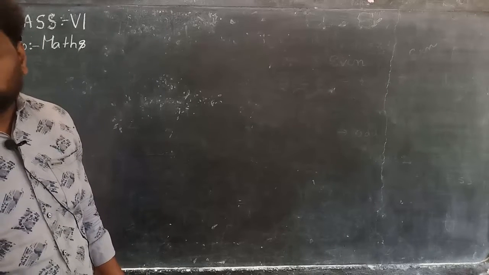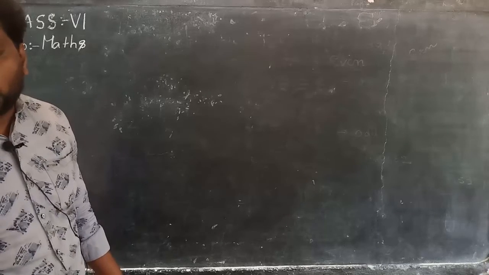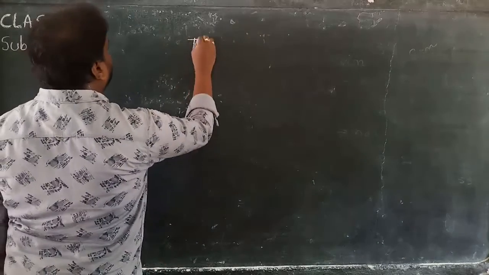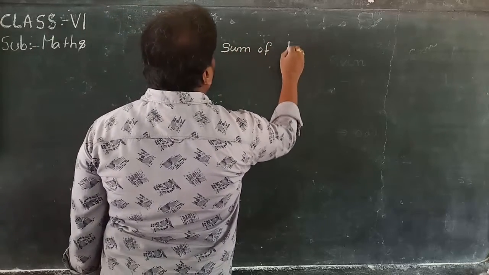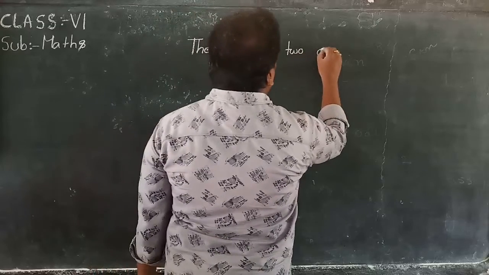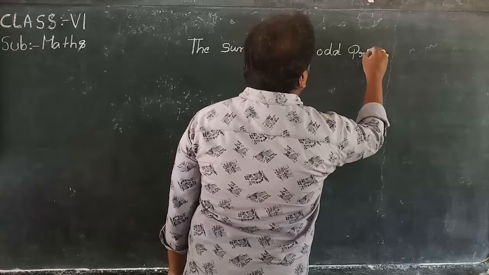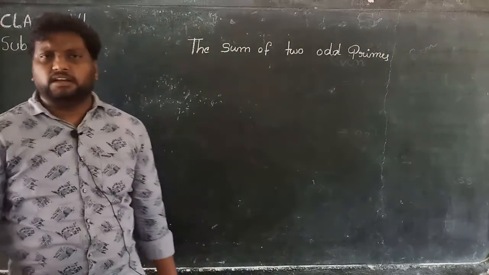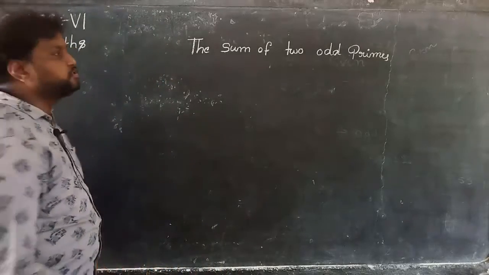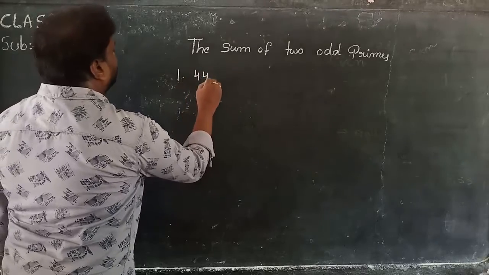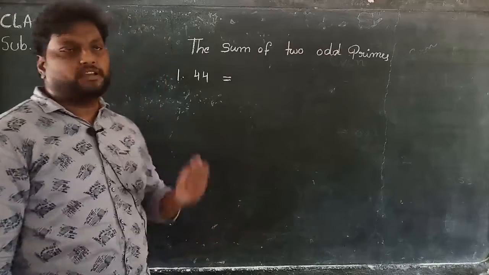For example, express the following: the sum of two odd primes. Actually, all prime numbers are odd numbers except 2. We have only one even prime number. The first one is 44. We want to take the sum of two prime numbers, two odd numbers.